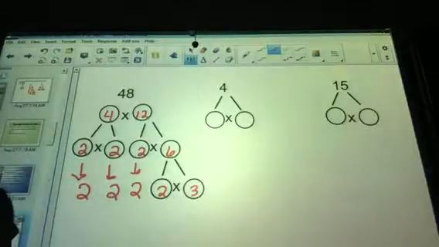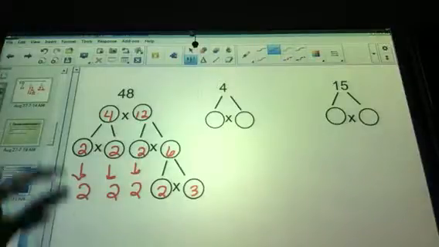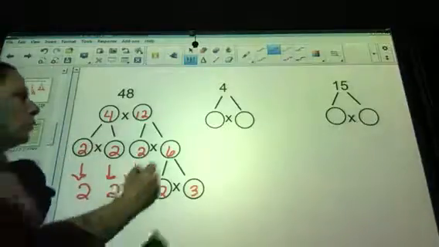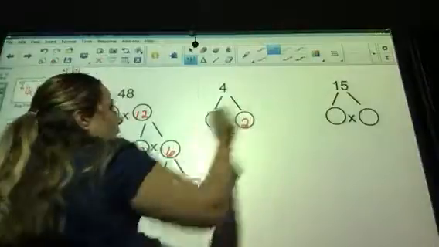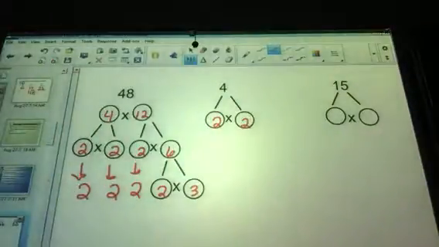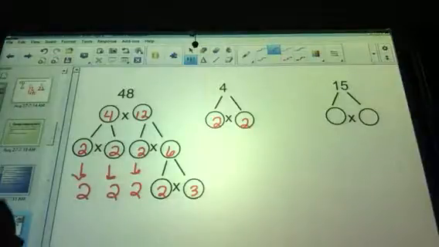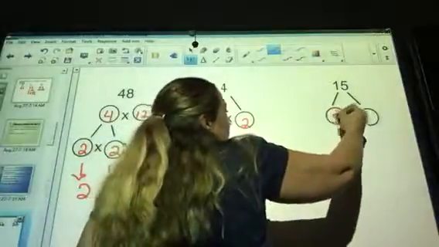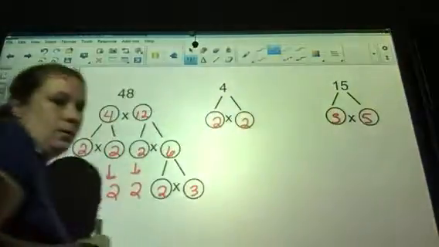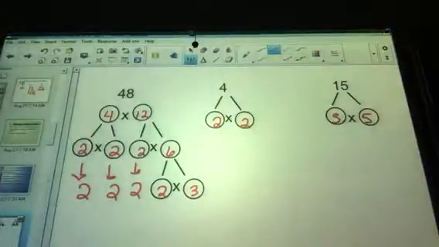All right, 4. What does 4 break down into? We've been over this a couple times up here. 4 breaks down to 2 times 2. Are they prime? Yes, they are. You are all done. All right, one more example. 15. What would make 15? If you said 3 times 5, you got it on the money. 3 times 5 is 15. That was a terrible 5. Sorry, guys.